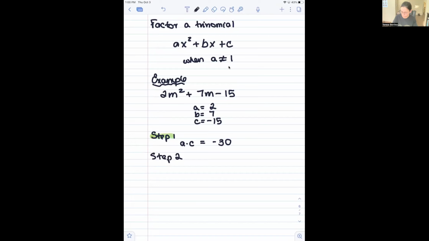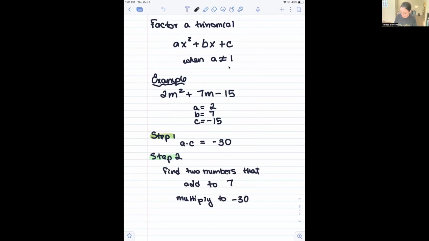According to your notes, I would ask you in the classroom, what is step 2 according to your notes? Step 2, find 2 numbers that add up to b. So applied to this example, the numbers add up to 7 and multiply to negative 30.